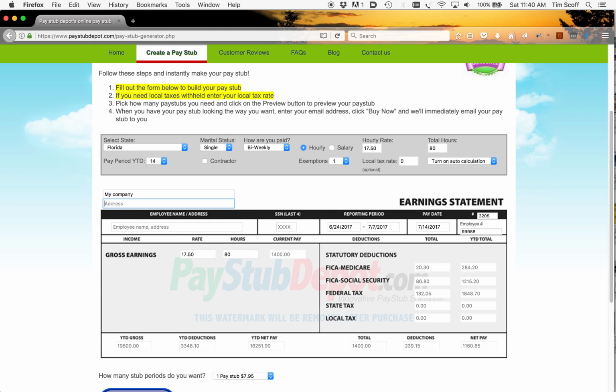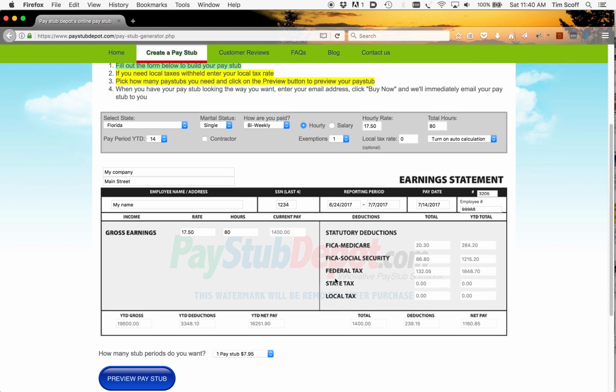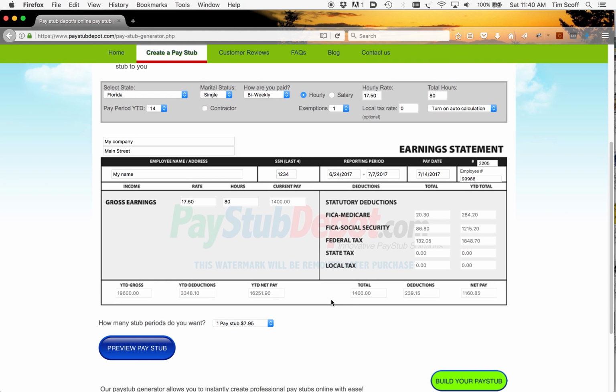I will fill out the company. I will put in my name. I will put in the last 4 digits of my social security number. And here we will see that the pay stub automatically calculates all of the withholdings for this particular person. It calculates how much they earned, how much their withholdings are, no state tax, no local tax.